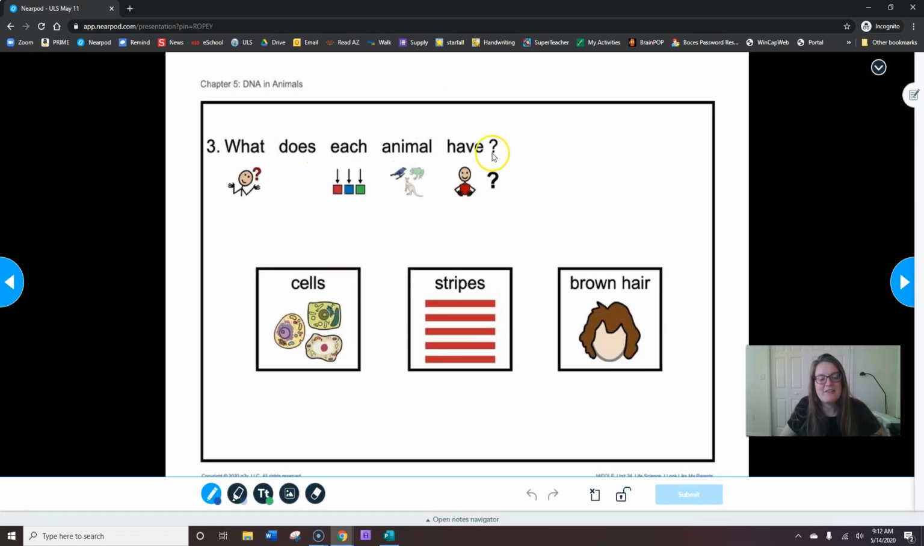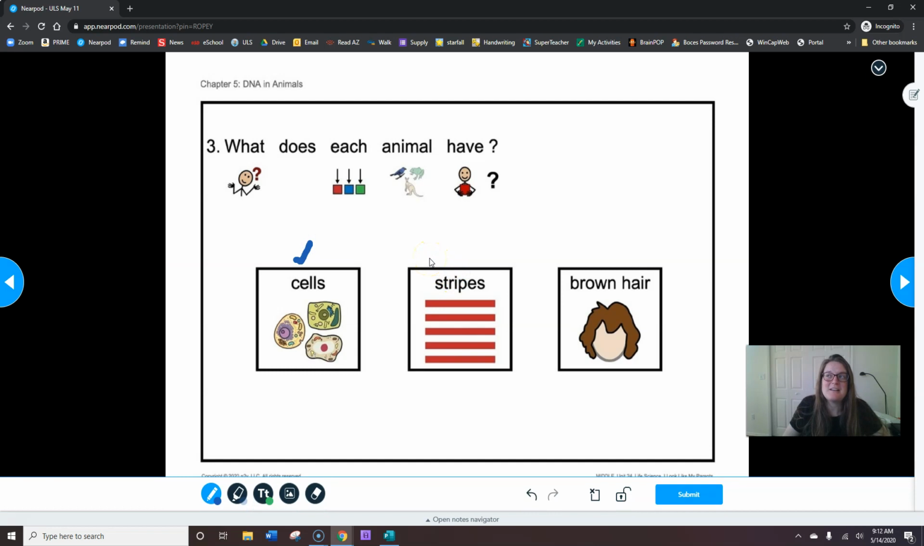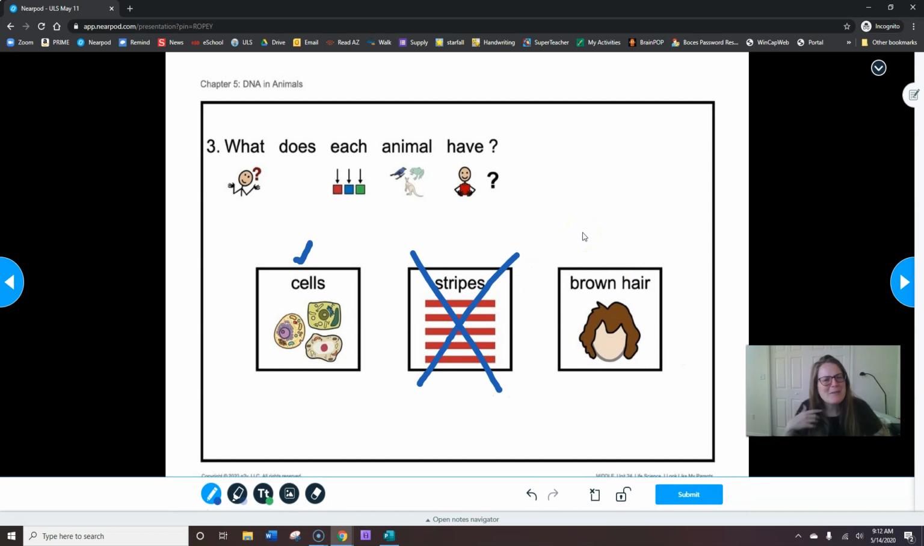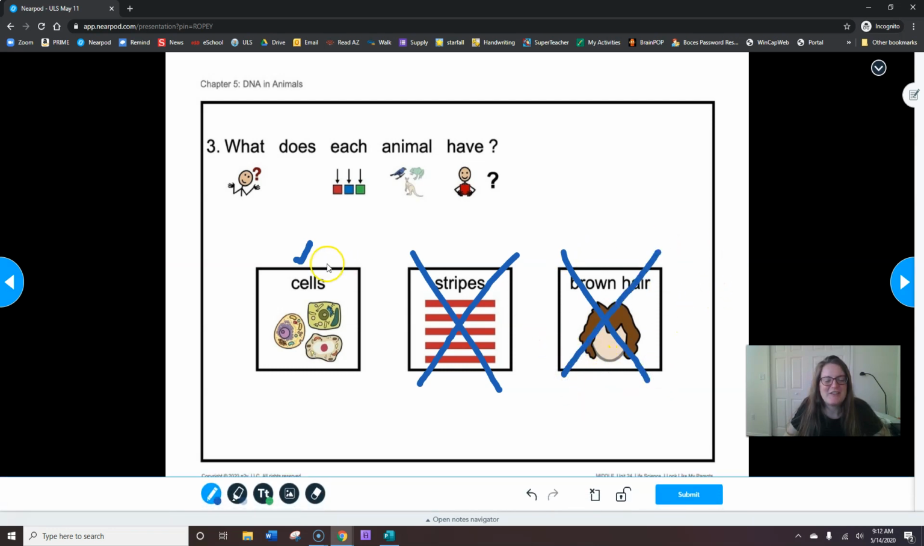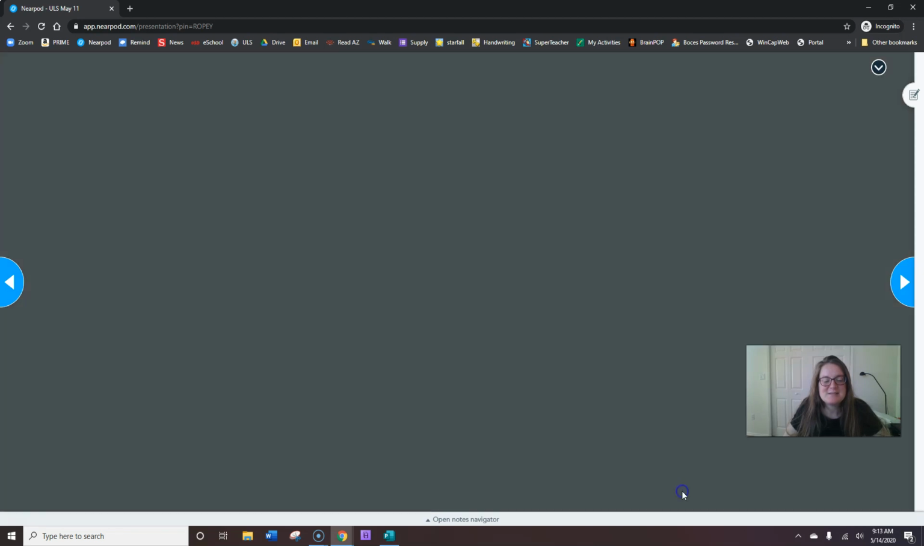What does each animal have? Do they have cells with DNA, stripes with DNA, or brown hair? They all have cells with DNA. Now, we read about a tiger that has stripes, and there was a zebra in there that had stripes, but did the elephant? Did the seal? Did the rhino? No, not every animal has stripes. Did they have brown hair? Most animals don't have hair like people do. So, they did not have brown hair. They can have fur. It's a little different. So, what does each animal have? Cells. That's where the DNA is. Circle cells and hit submit.